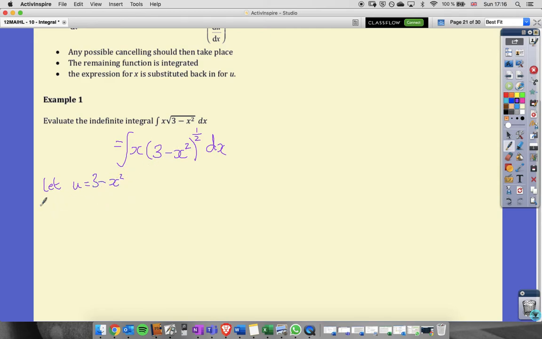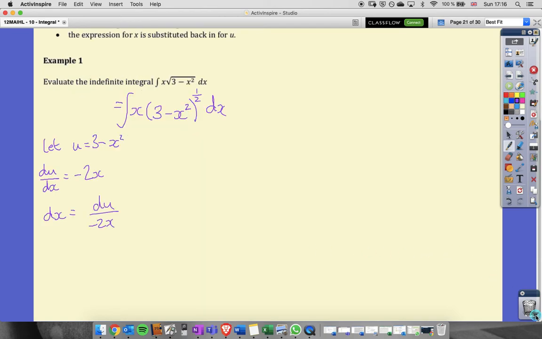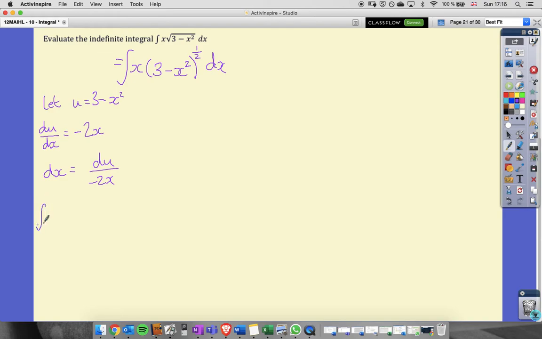There we go, I've got my u, and I'm going to try and find out how I'm going to replace dx. So if I differentiate this, I get negative 2x, and with a little bit of rearranging, I will get du divided by negative 2x. So now let's substitute that all in. So this is what I had originally. Now I'm going to substitute in the u. So that's u to the power of a half. I'm going to change dx for this, du divided by negative 2x.